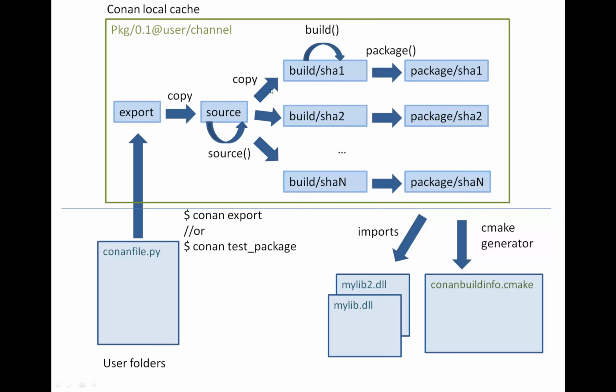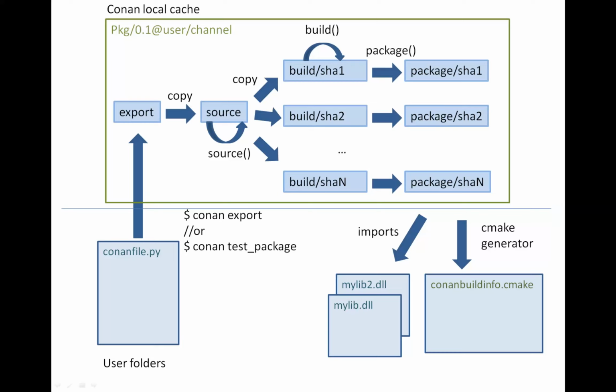Then we have to build from sources. We will create a different folder for every different configuration. So if you are building a different configuration with different settings or options, we will create a different build folder, because we want a clean build for every different configuration. It will copy all the sources just in case, because there are some builds that will, for example, generate code, and the generated code will be different depending on the build type.